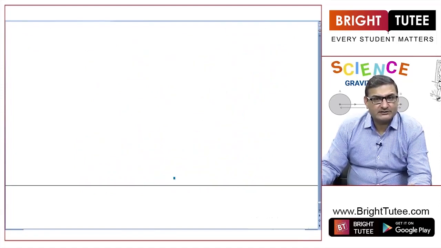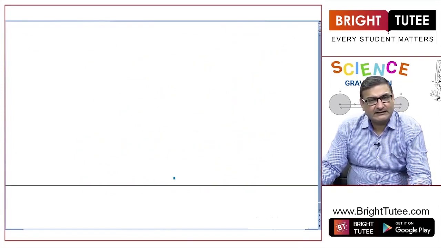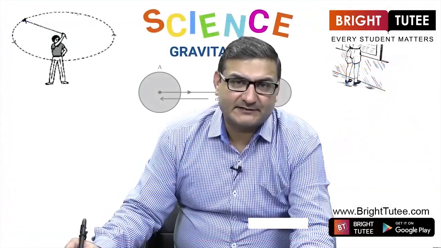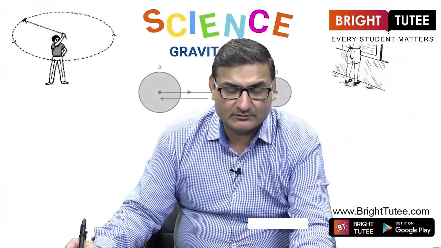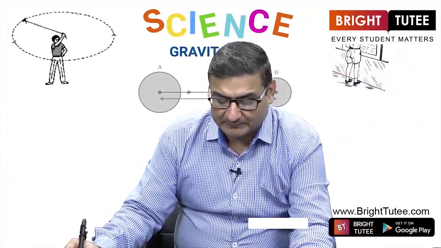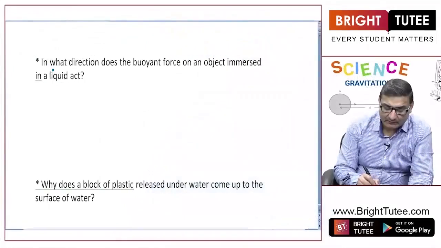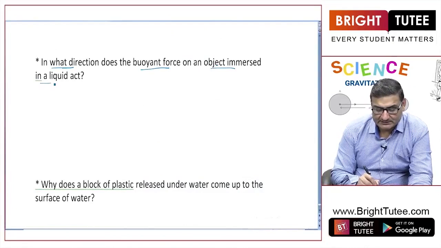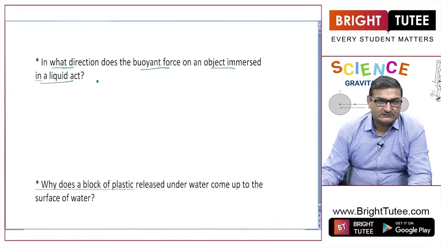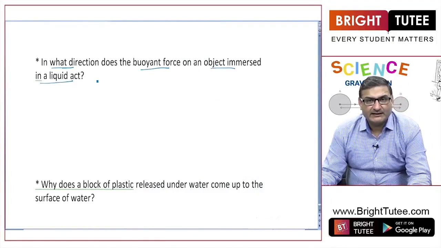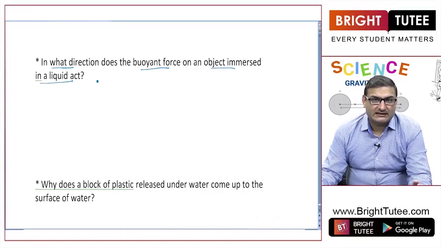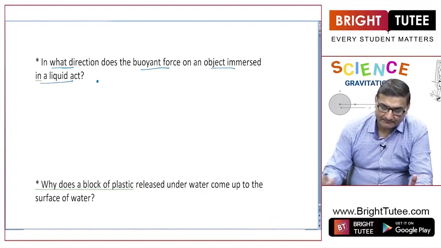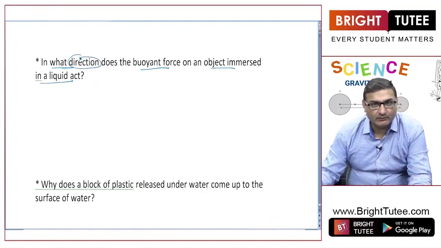Now let us see a few questions based on the topics that you have done: buoyant force, Archimedes principle, and density and relative density. A few NCERT questions, a few book questions. We'll just go through them. First question is, in what direction does the buoyant force on an object immersed in a liquid act? We know that every liquid exerts an upthrust, and if it is upthrust, thrust is force, up is the upward direction, so simply the direction will be upwards.